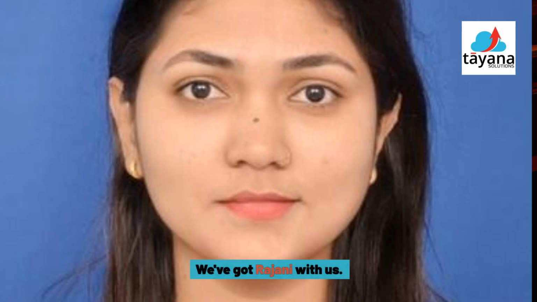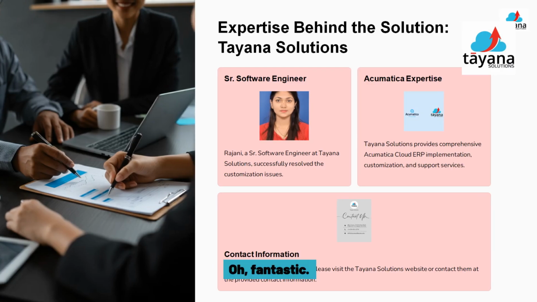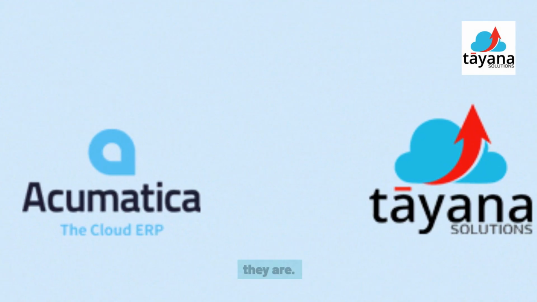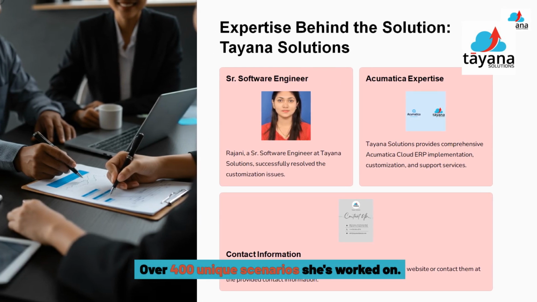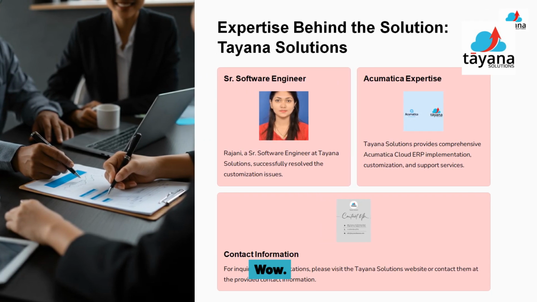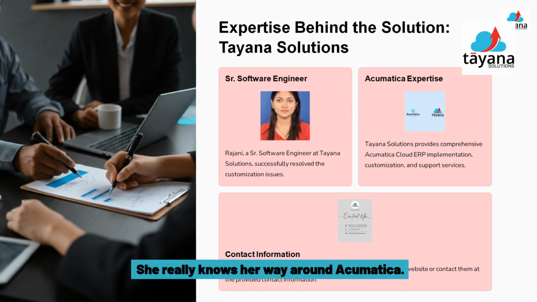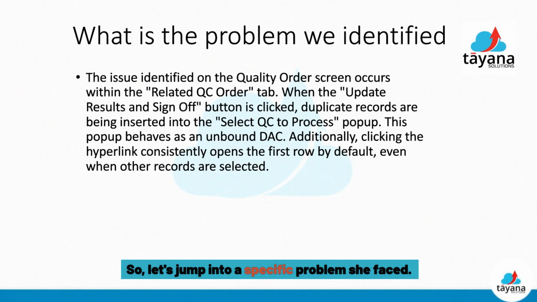Definitely. We've got Rajani with us. She's a senior software engineer at Tiana Solutions. Fantastic, Tiana. They're the largest Acumatica services partner out there, you know? They are, and Rajani herself has seen a lot. Over 400 unique scenarios she's worked on. Wow. Customized more than 100 reports. She really knows her way around Acumatica. That's impressive. So let's jump into a specific problem she faced.